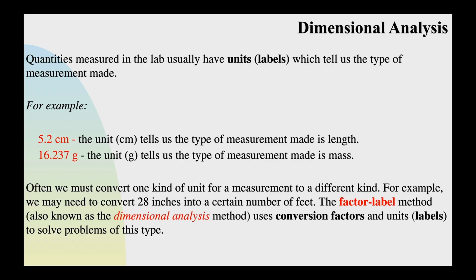And so what people use is something called the factor label method, or what we a lot of times call dimensional analysis. And all that really means is that you're trying to convert one type of species into another, or one type of unit into another. And you do this a lot day to day. You just don't think about it.